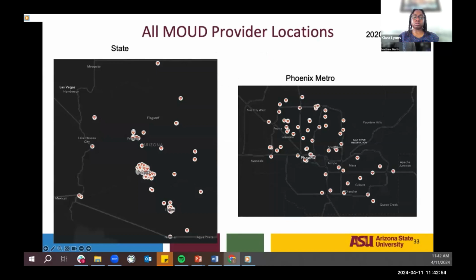Okay, so here you can see some screenshots from the ArcGIS platform. This shows all prescriber locations across the state. These are medical providers who can prescribe methadone, buprenorphine. So on the left-hand side, you can see the entire state, and it makes sense. You can see that there's some clustering in the urban areas, including outside of Phoenix and Tucson metro areas. And then on the right side, you can see the Phoenix metro area, and you can see the locations as well. So these could include physicians, nurse practitioners, as well as PAs.